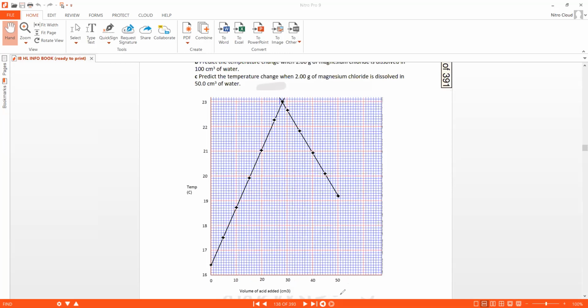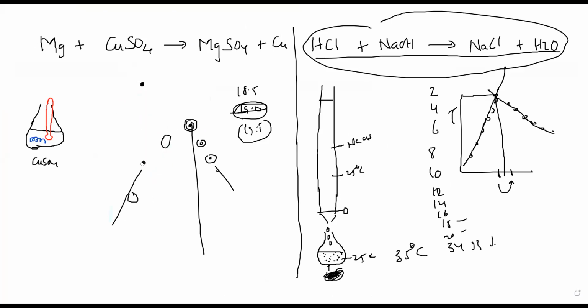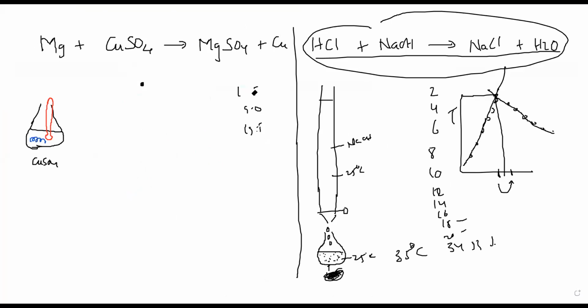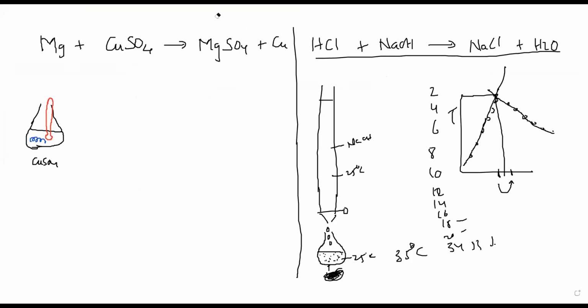Okay, now going back to that, this is how you do the acid base titration. And here what we did, like magnesium, this was a different case. Here I did not add in small portions. I added once for all. The magnesium was added to copper sulfate.